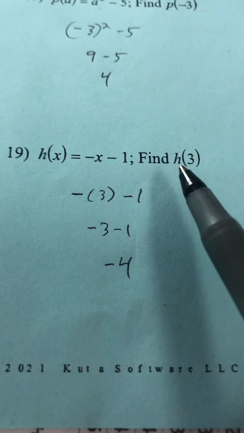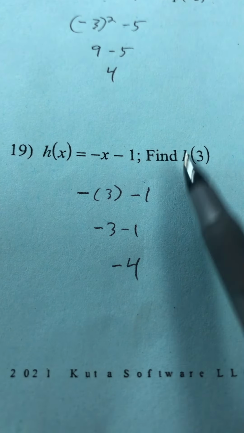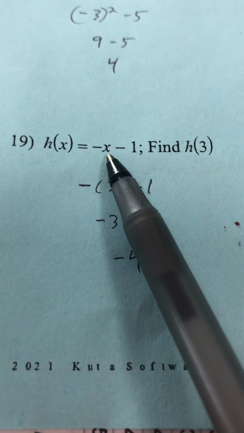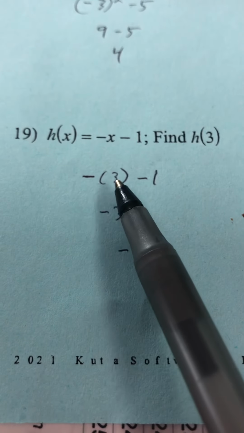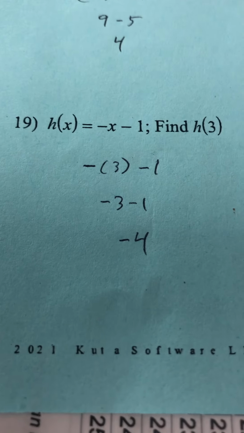And for number 19, h of x equals all this, right? So the x is equal to 3, I just put in 3 in there. This becomes negative 3 minus 1. So negative 3 minus 1 is negative 4.